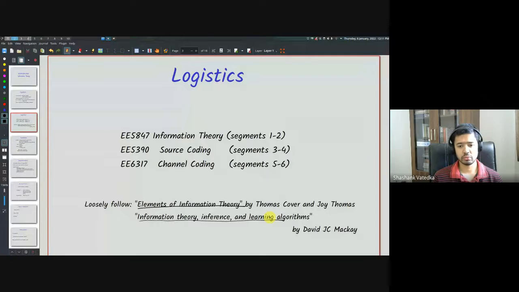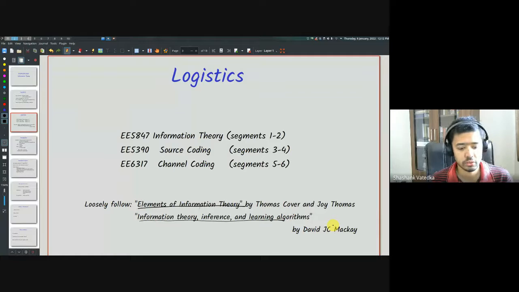Okay, but I'll point to general sections which you can go through for specific classes. Both textbooks are available in the IITH library, so you can take hard copies from the library. The second book is also available for free online. You can download a PDF copy for free from the author's website. So just Google for information theory, inference and learning algorithms, and you should be able to access a PDF copy of this book.